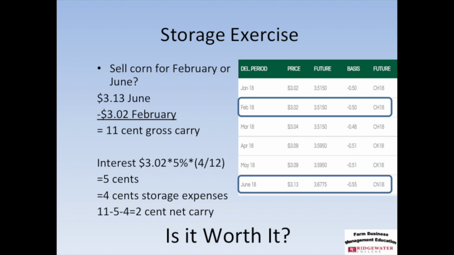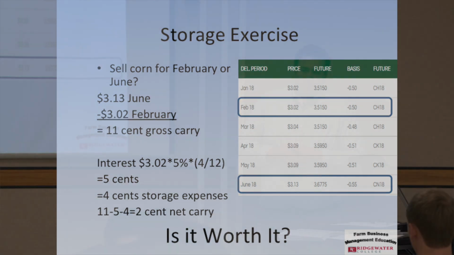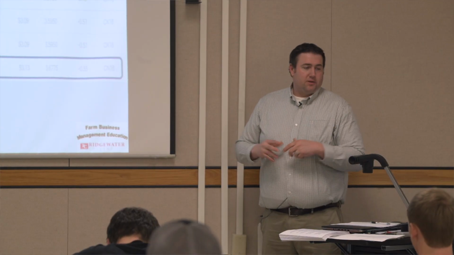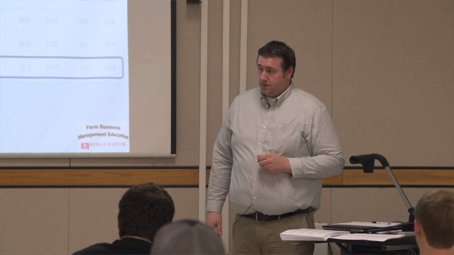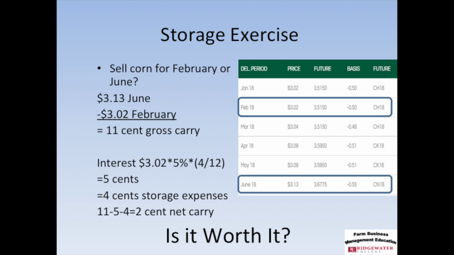And I just estimated on this one 4 cents of storage expense. Could be more, could be less. Like I said, 3 to 6 is a fair range of what this costs. If you just built a big bin setup, and you maybe got some payments on that, that's where you're going to want to be recouping that cost is through thinking about these opportunities. So we take 11 cents as our total gross carry, 5 cents in interest, 4 cents in storage, so we got a 2 cent net carry here.